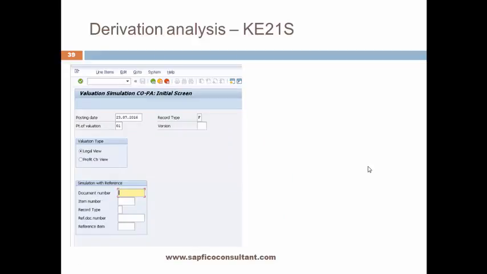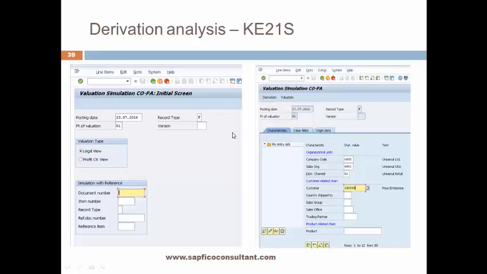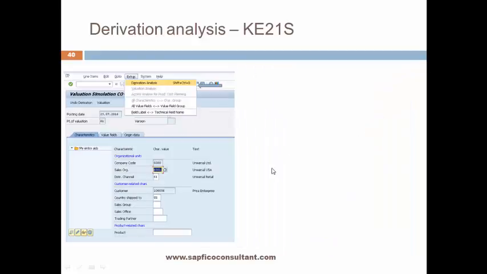We can also do a derivation analysis using K21S. In this screen we update the posting date, the point of valuation being 01, which is actual, and record type F, which is billing. Here we update company code, sales organization, distribution channel, and customer. We then click on derivation, and based on the customer, the country shipped to is determined, which is US.